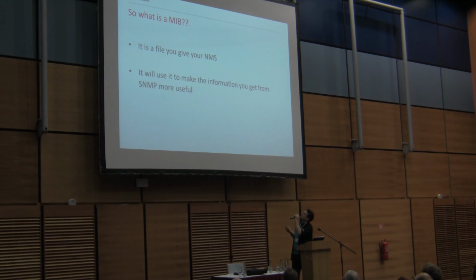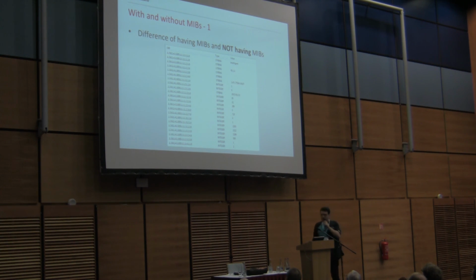So what is this MIB that I'm talking about? It's just the file you give to your NMS, Network Monitoring Management System. And the NMS will use this file to make the information you get from SNMP more useful. Again, that's the simple version. So what's the difference with and without having MIBs? So this is a screenshot without having any MIBs, and you can see we just have a bunch of numbers, then some types, and then some values, which, what do you do with that? I don't know what that is.